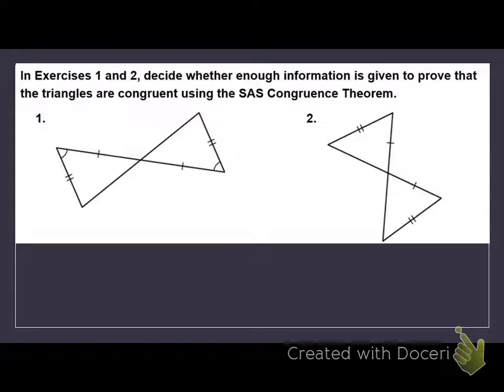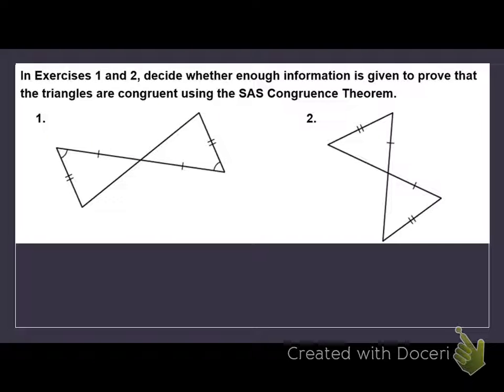So we're going to start at number 1. Decide whether enough information is given to prove the triangles are congruent by SAS congruence theorem. But we don't call it SAS. What does it stand for? Side angle side. Where does the angle have to be? In between the two sides.